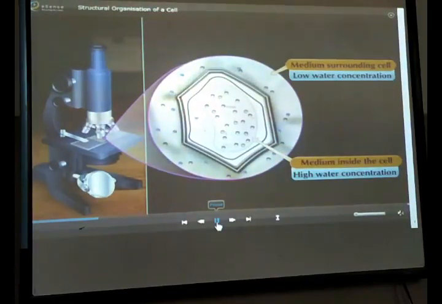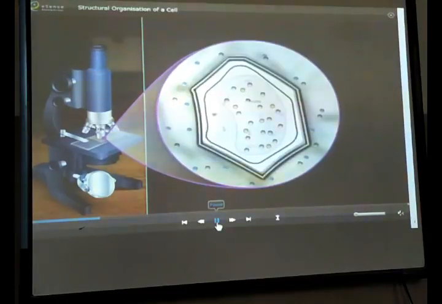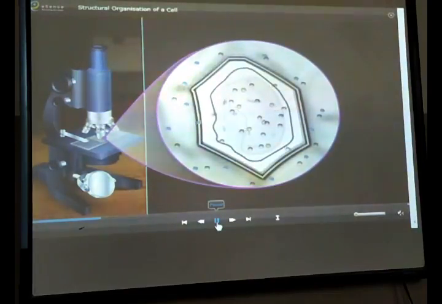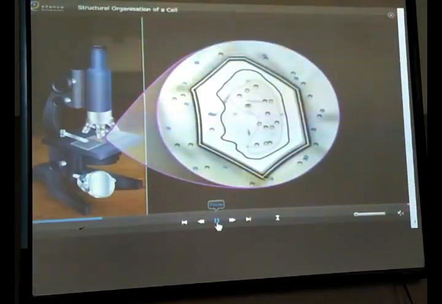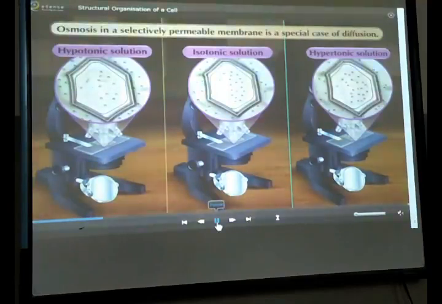In this way, there are two types of concentration levels here: the medium surrounding the cell lower outside, and higher inside. So more water leaves the cell and less water enters the cell. Previously we saw it was the reverse. So in this way the process is taking place there.